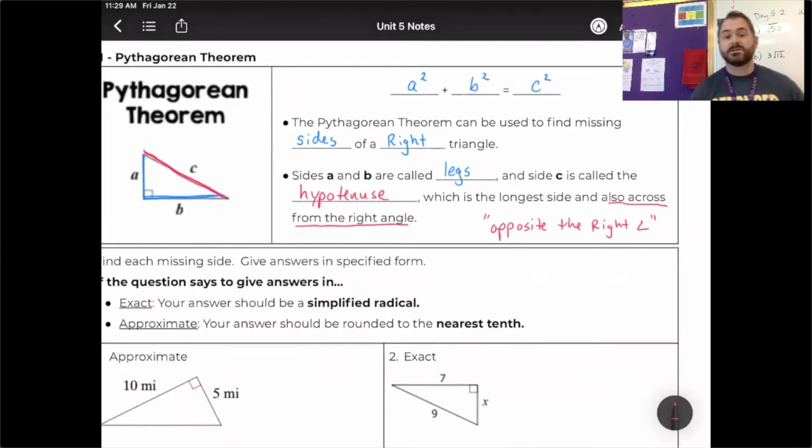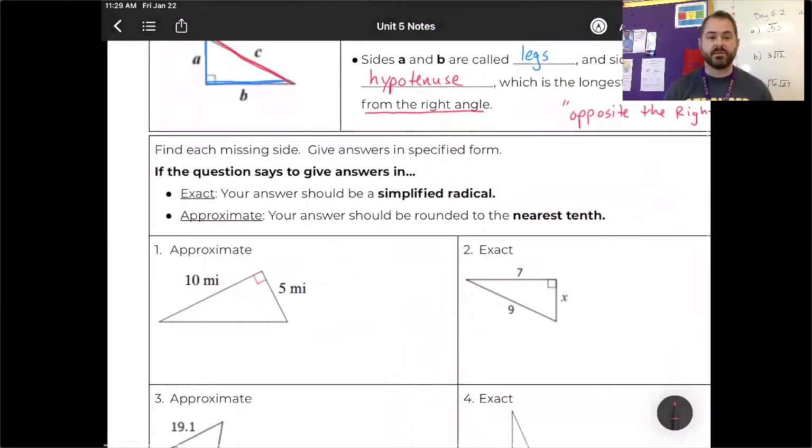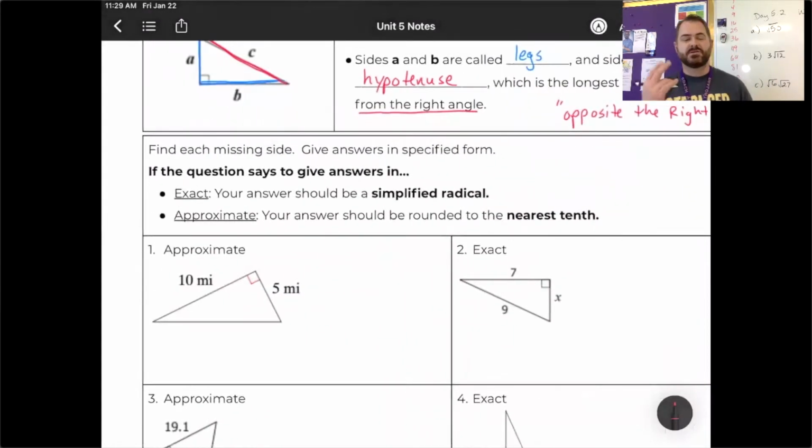Okay, so understanding which sides A, B, and C are is going to be an important step as we use the Pythagorean theorem to find missing sides. And so today, as we work through our examples, when we find each missing side, there are two ways I'm going to specify the answers. I'm going to ask for either an exact answer or an approximate answer. And so here's what that means. When I ask for an exact answer, it should be a simplified radical.